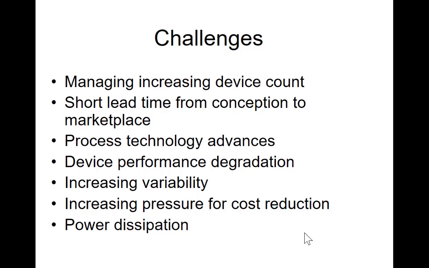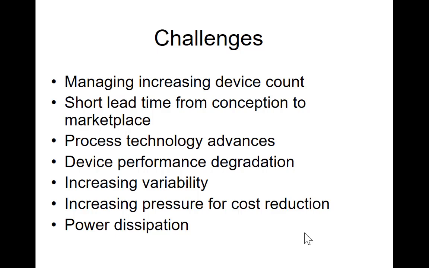So we have some challenges when we build integrated circuits. One is managing increasing device count. Today we're putting close to 10 billion transistors on some chips. We oftentimes have a short lead time from conception to the marketplace. Our design teams might only have a few months to get a product into the market.